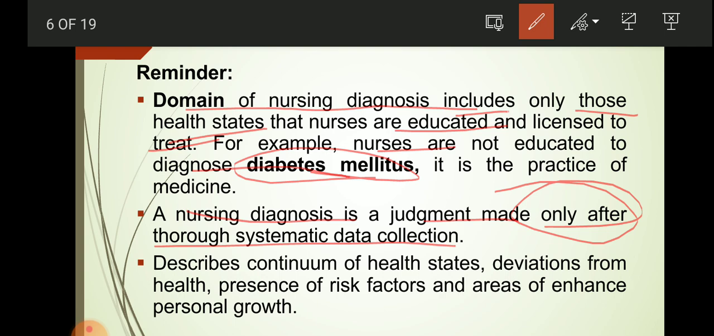And then, out sa inyong patient, himuan na ninyo ug nursing care plan. So, mao ni siya ang nursing care plan. I-assess ninyo ang patient, kung unsay gipamati. Then, out of the data that you have collected, you can now formulate nursing diagnosis, which is primarily related or connected to your NANDA handbook. Okay? So, describe continuum of health states, deviation from health, presence of risk factors, and areas of enhanced personal growth.